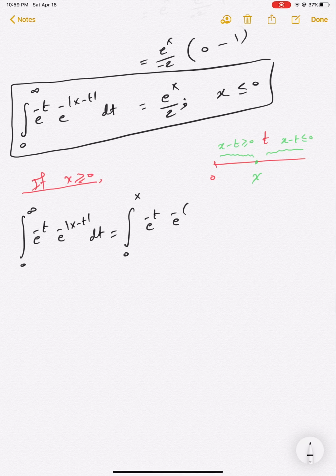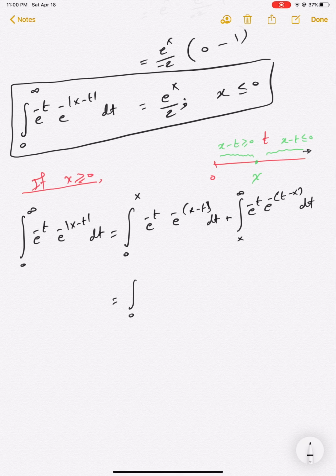In this case, the absolute value of x minus t is the same thing because it's going to be positive. Then from x to infinity is the second half. So this is e to the minus t, e to the minus, and what is the absolute value of x minus t? Because x minus t is negative, that's going to be t minus x.